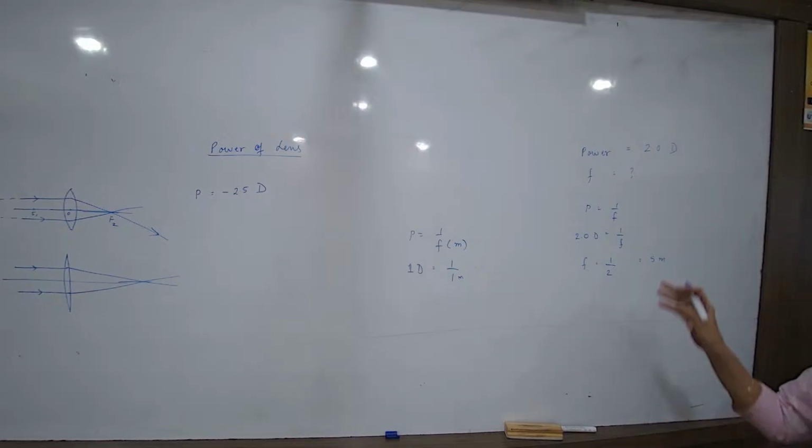Tell me whether it is a convex lens or a concave lens. Yes, we are using a convex lens. Why? Because it is positive. Very good. Write down that point first. So therefore, the lens used is a convex lens.